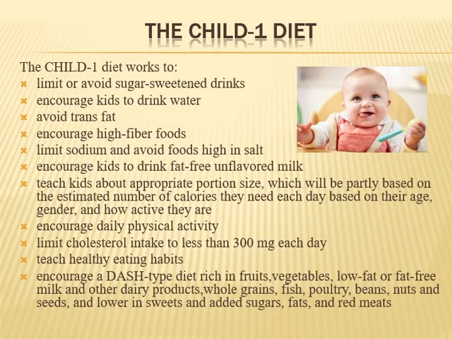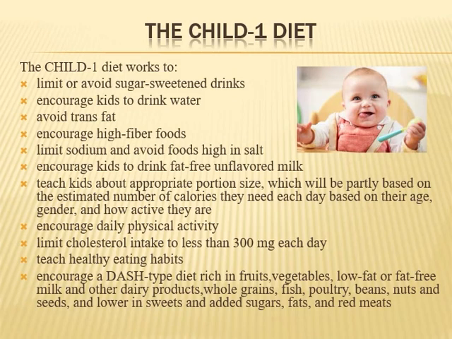The Child 1 diet works to limit or avoid sugar-sweetened drinks, encourage kids to drink water, avoid trans fat, encourage high-fiber foods, limit sodium and avoid foods high in salt, encourage kids to drink fat-free unflavored milk, teach kids the appropriate portion size, which will be partly based on the estimated number of calories they need each day based on their age, gender, and how active they are. Encourage daily physical activity. Limit cholesterol intake to less than 300 milligrams each day.